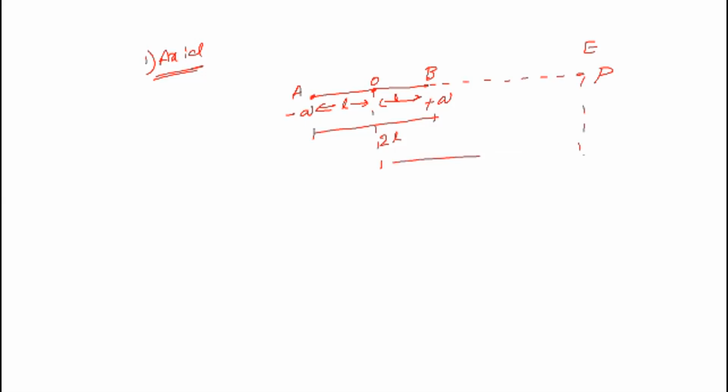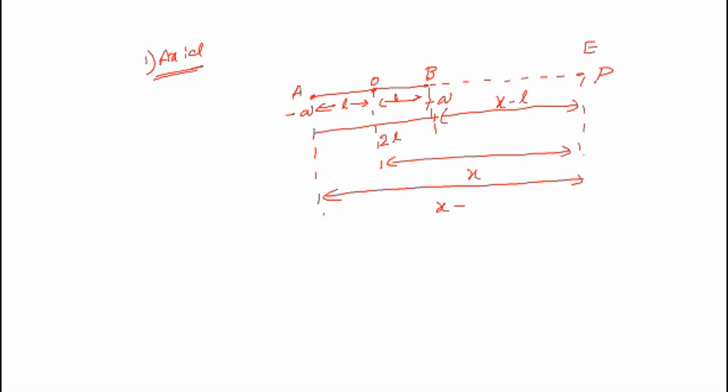So I'll take the distance as x. For point B, P point, I'll take it as x minus l. If I subtract, I'll get this distance. Similarly, for point A, P point, I'll take the distance as x plus l. Okay, so these are your relations.